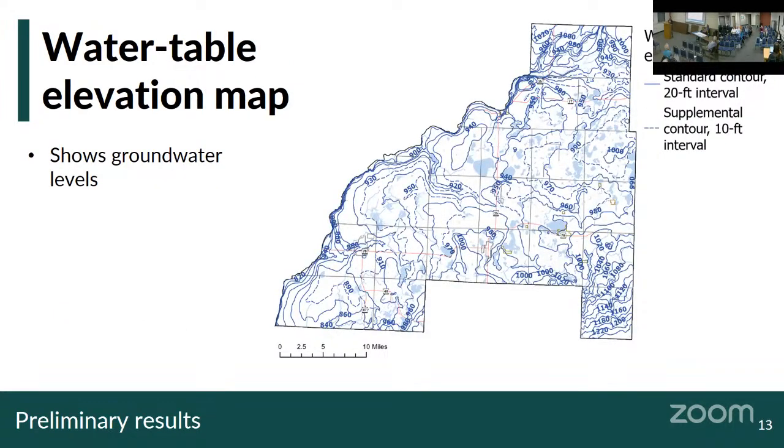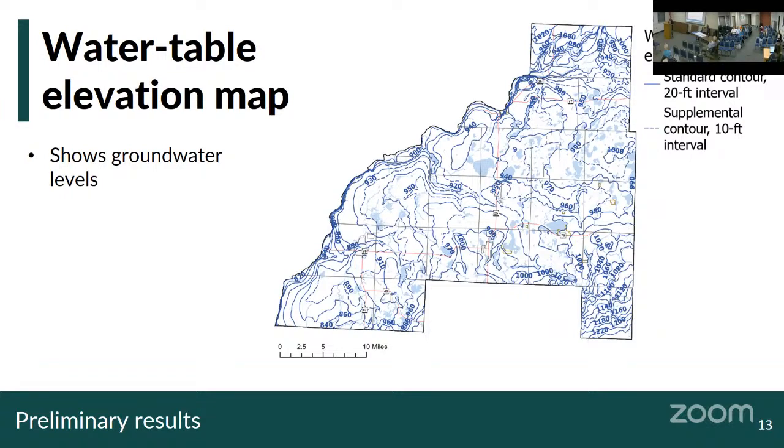Okay, so let's first talk about the groundwater levels in Burnett County. This is the water table elevation map. This is read similar to a topographic map. So the contours are representing water table elevation, and the solid lines are a 20-foot contour interval, and the dashed ones are a 10-foot interval. And the closer together the lines are, the steeper the slope of the water table.